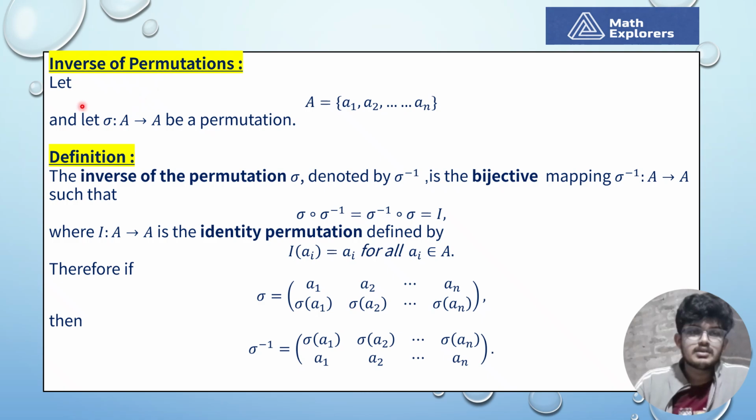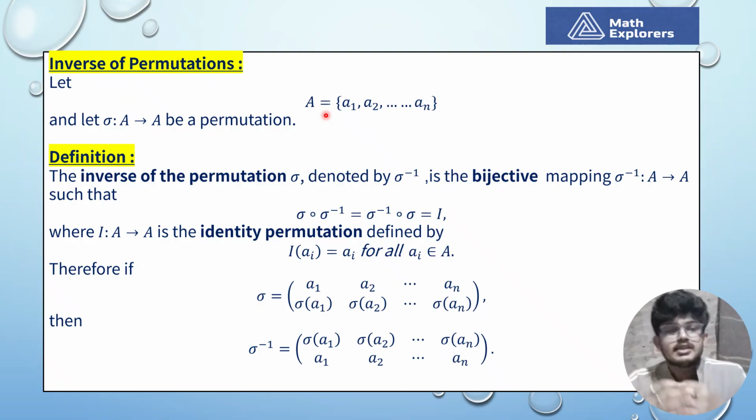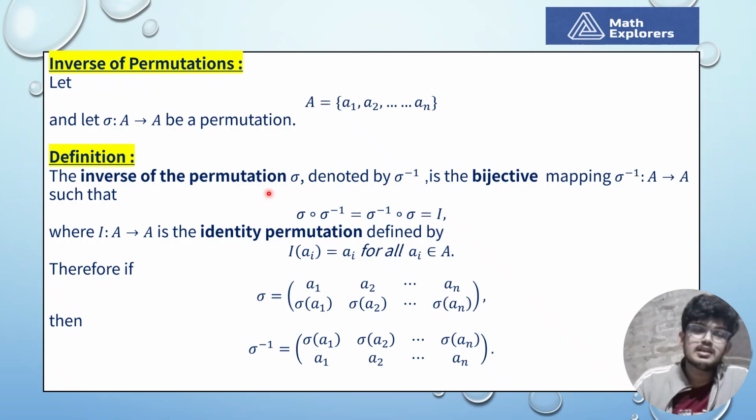Now inverse of permutations. Let A equal to {a1, a2, ..., an} and let sigma be a permutation, that means sigma is a bijective mapping from A to A. Now definition: the inverse of permutation sigma, denoted by sigma inverse, is also a bijective mapping from A to A such that sigma compose sigma inverse equals sigma inverse compose sigma equals I, where I is the identity permutation.